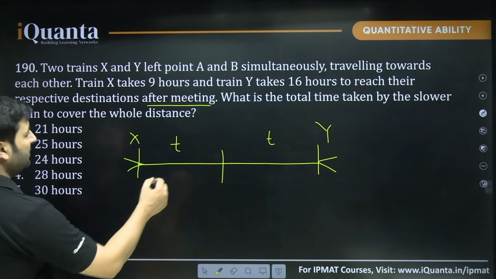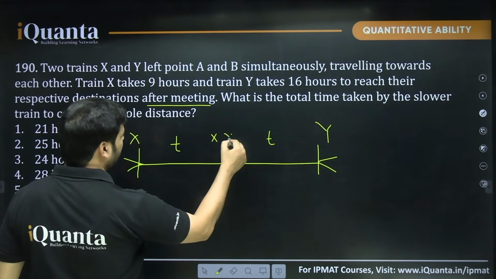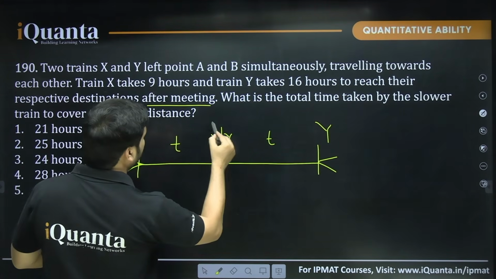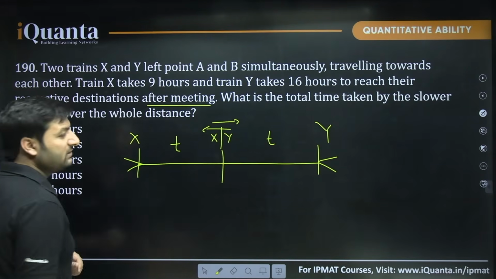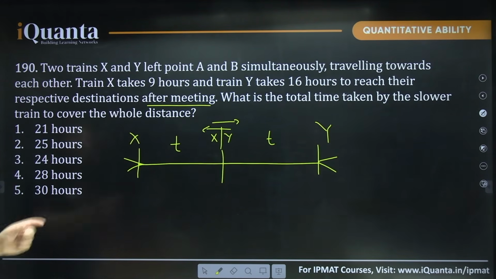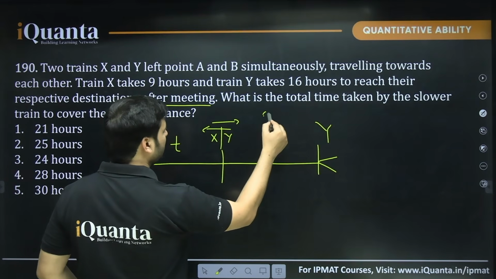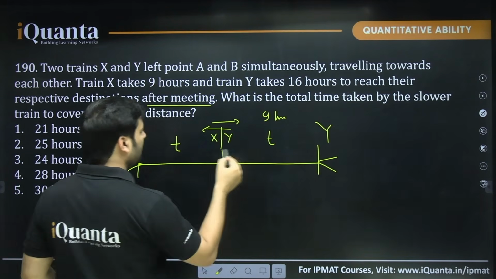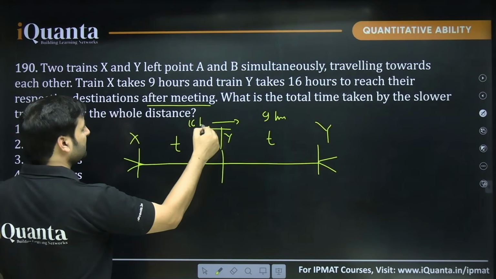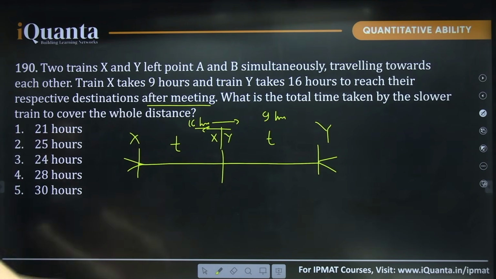After meeting, train X is here, train Y is here, they have met. After meeting, X is going ahead, Y will continue its journey the other way. X will take 9 hours and Y is going to take 16 hours to cover their respective destinations. What is the total time taken by the slower train to cover the whole distance?